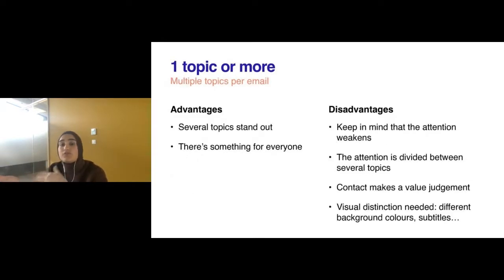Although when you choose multiple topics per mail, you will have several topics that will stand out. So one topic can outshine the other one, but there will always be something for everyone. Although keep in mind that the attention weakens, the attention will be divided between several topics. So your contact will start to make a value judgment. Which one should I read first? Which one shouldn't I read?